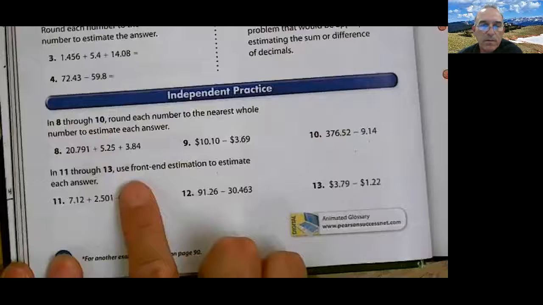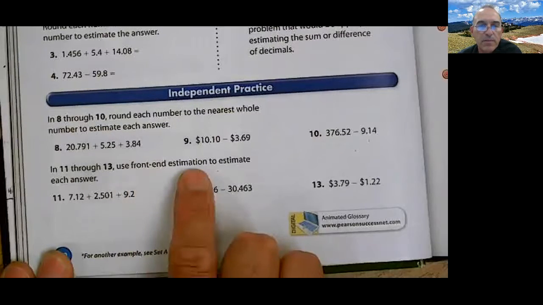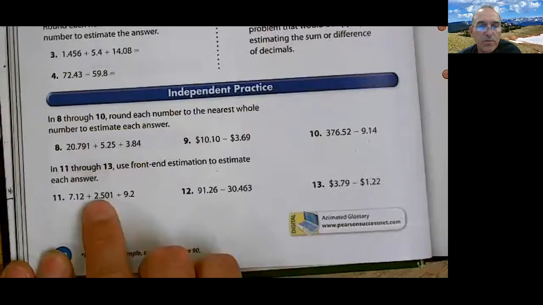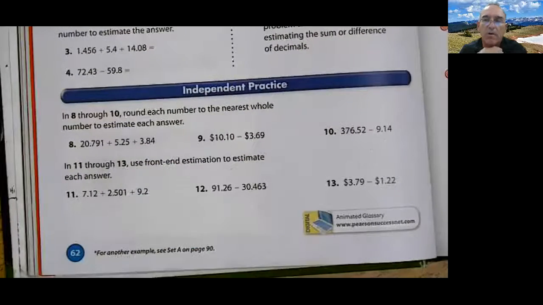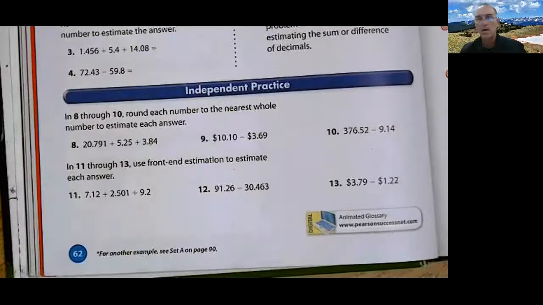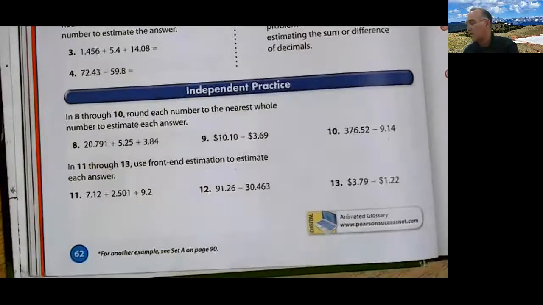Look at this one. Don't be confused by this. It just says use front end estimation. So you look at the front of these and you just go 7 and 2, that's 9, 9 more. Is that 18? Maybe you add another one for a total of 19. Okay, it is possible to have some different answers here. I'm going quickly here because I think this lesson is easy for you. Let's take a look at number 15.